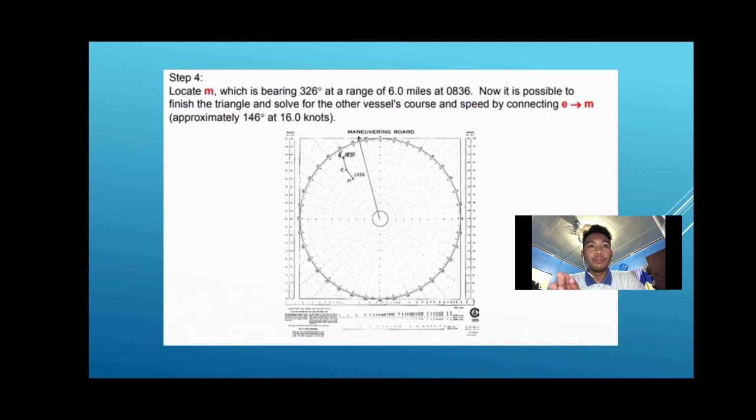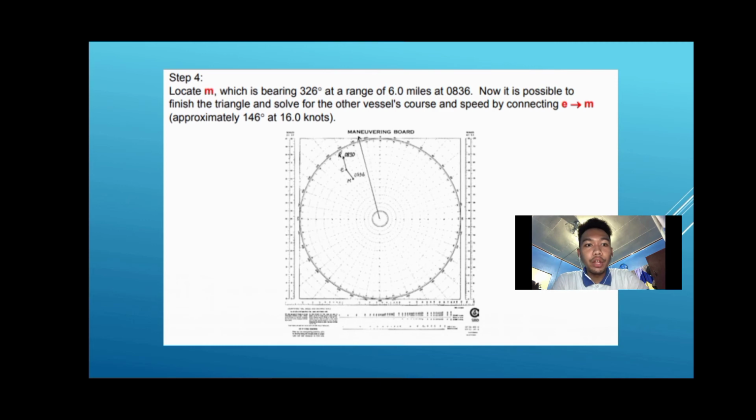So for step number 4, we will locate the M, which is at a bearing of 326 degrees at a range of 6.0 miles at 08:36 hours. Now it is possible to finish the triangle and solve for the other vessel's course and speed by connecting E to M. So approximately 146 degrees at 16.0 knots.